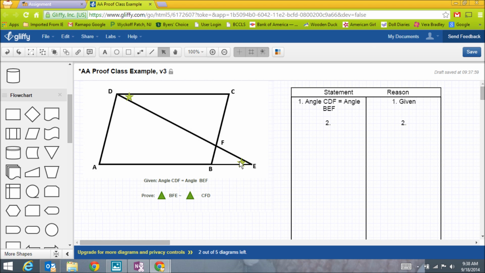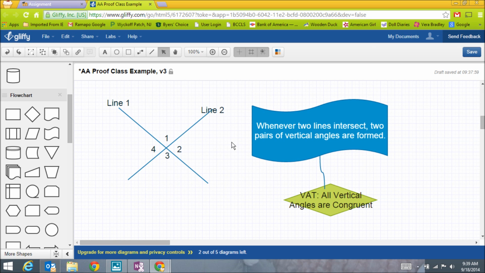So for our next pair of congruent angles, we're going to need to recall a theorem that had to deal with vertical angles. Whenever two lines intersect, two pairs of vertical angles are formed. Looking at this diagram on the side, we see two lines, line 1 and line 2, intersecting each other right here at this point, and two pairs of vertical angles have been formed. Vertical angles are opposite of one another.